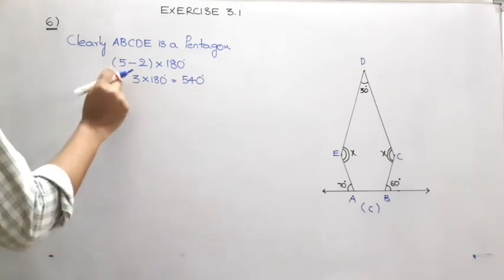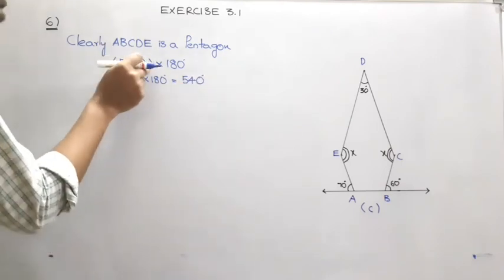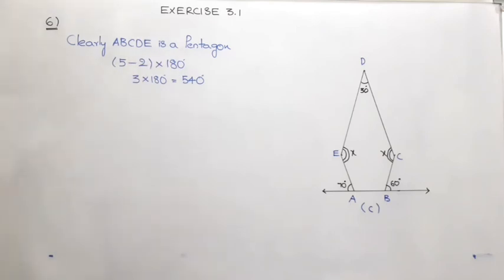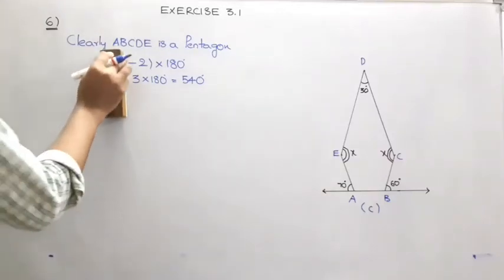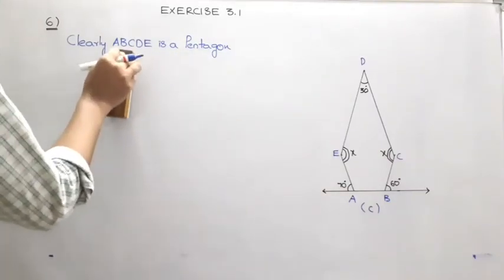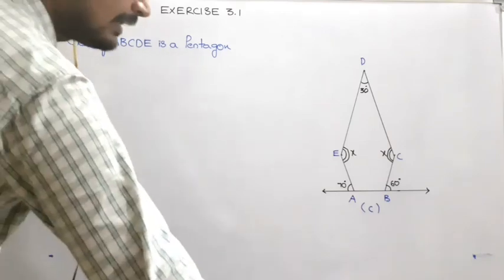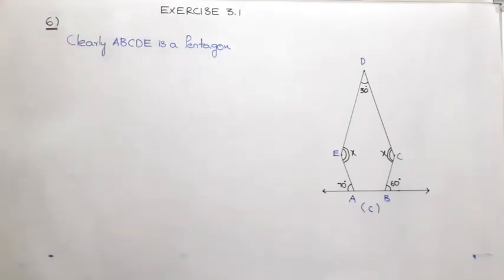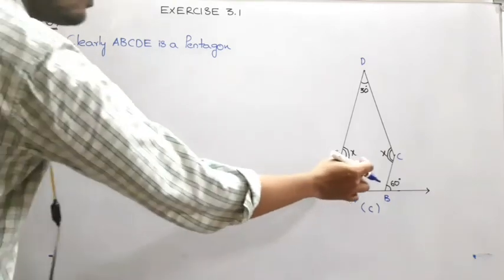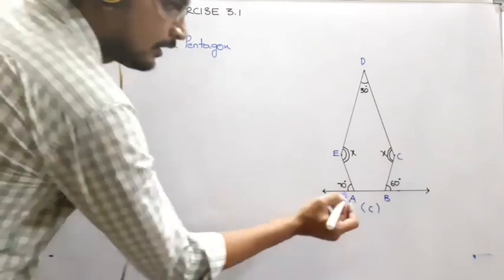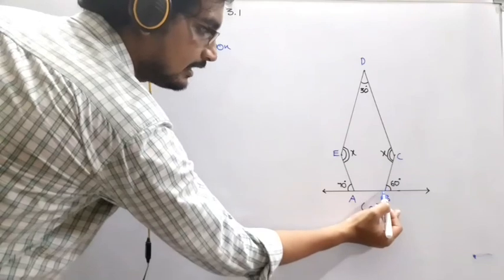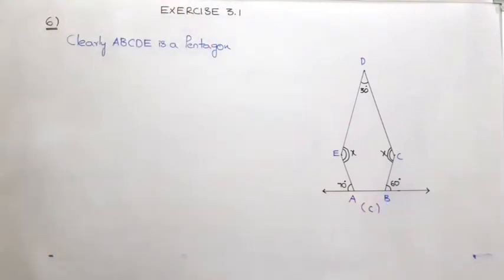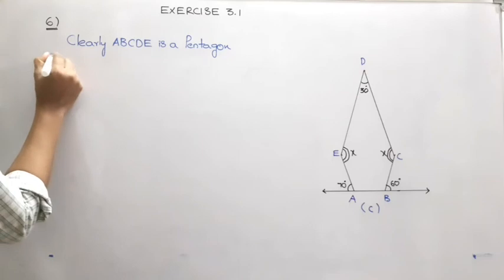Similarly, for a 6-sided figure, you do 6 minus 2, into 180 degrees. Like that, we have to estimate the sum of the angles for the given polygons. Here, being a 5-sided polygon, the sum of all the angles is 540 degrees. Using that, we are going to find the value of x. Before that, we need to find the value of angle A, an interior angle, and angle B, which is also an interior angle, from the figure.